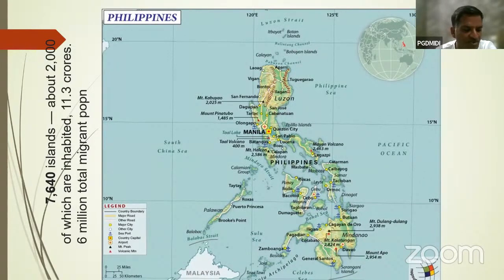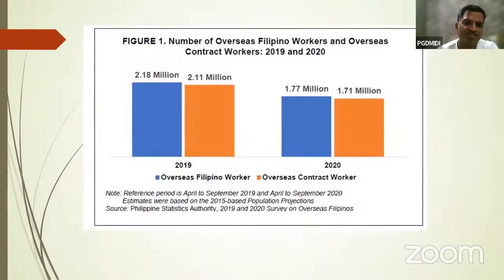Some of the migration policies of the Philippines are very advanced because their economy depends upon this migrant population. If you see the number in one year, 2.18 million migrants are going abroad. Overseas Filipino workers and contract workers are 2.11 million, together almost 4.5 million Philippine workers overseas in 2019, and almost 3 million in 2020.